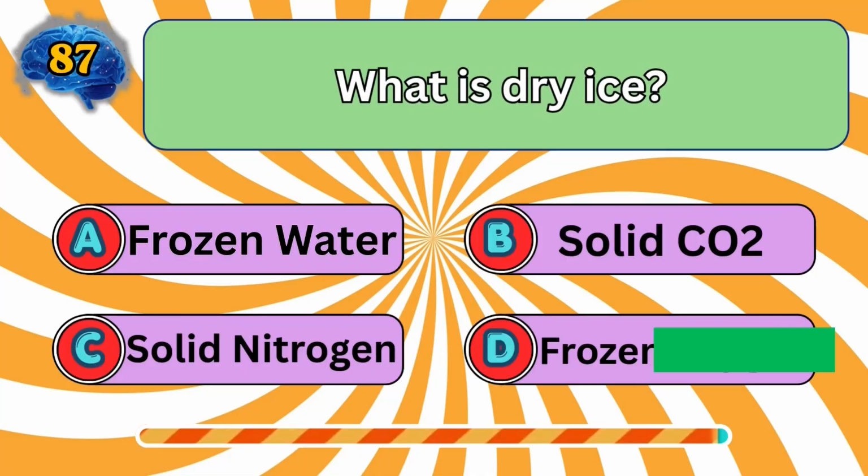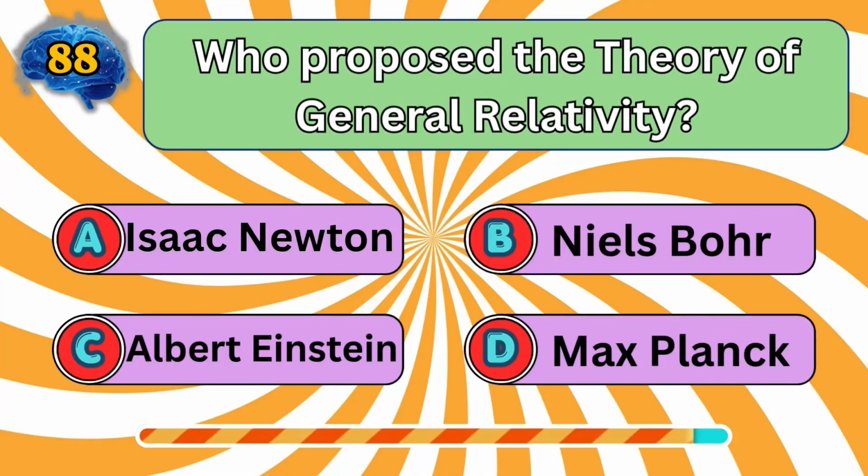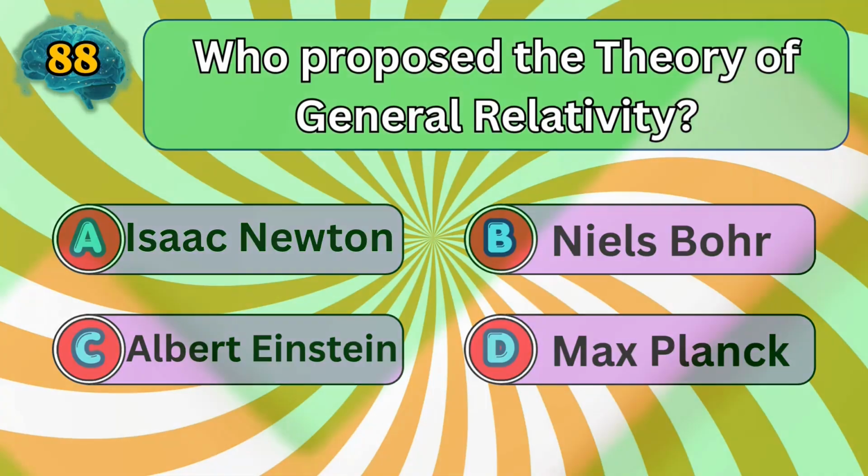What is dry ice? Frozen water, solid CO2, solid nitrogen, frozen oxygen. Solid CO2. Who proposed the theory of general relativity? Isaac Newton, Niels Bohr, Albert Einstein, Max Planck. Albert Einstein.